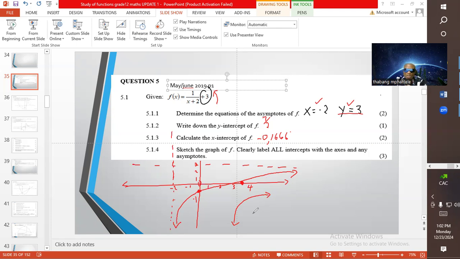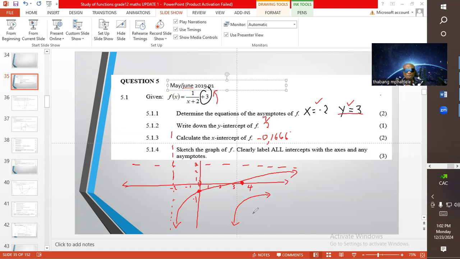Question 5 of May, June 2019, paper 1, it was a giveaway. Whoever wrote this May, June 2019, paper 1 was just supposed to collect how many marks? This 8 marks. And this actually happens in your final exam, guys. Examiners sometimes can't be that cruel. Some questions are a giveaway. It's meant for you to pass.